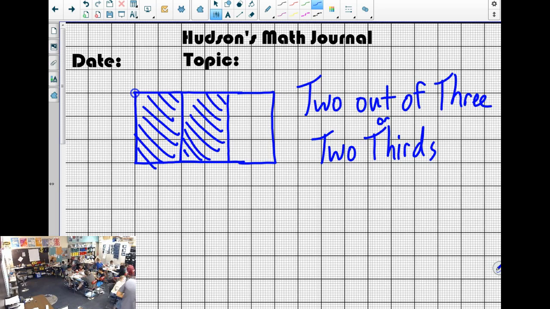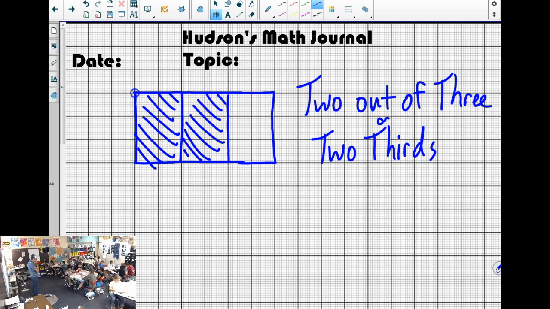I bet most of you wrote one of those two. 2 out of 3 or 2/3? I wrote 2 shaded out of 3. I wrote 2/3 of the rectangle are shaded. There are 2 shaded out of the 3 pieces of the whole. Out of the whole. Thank you.